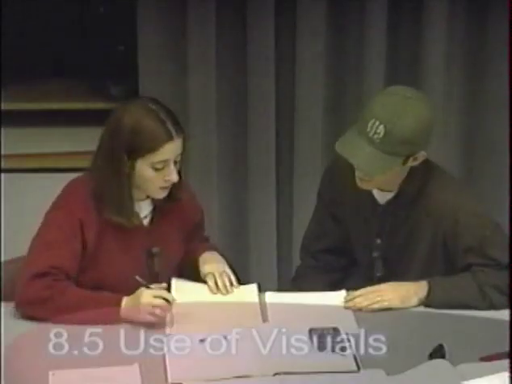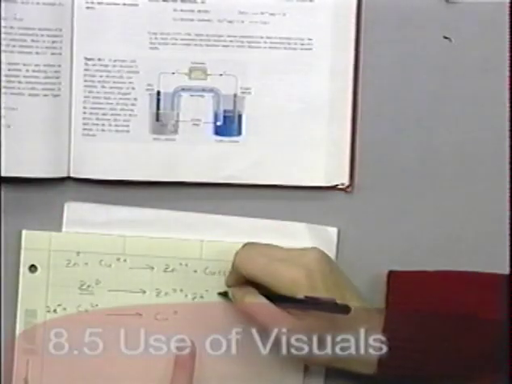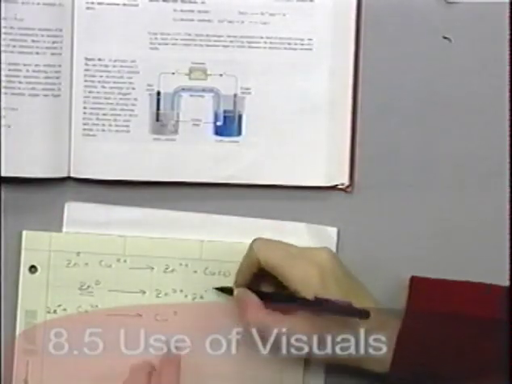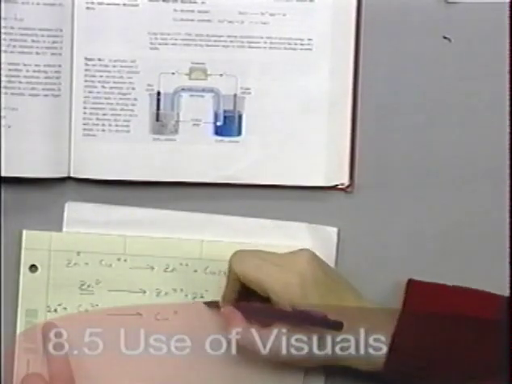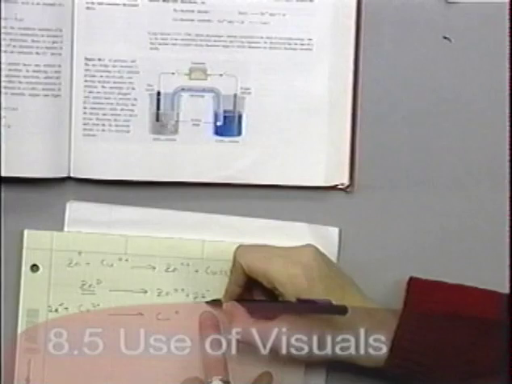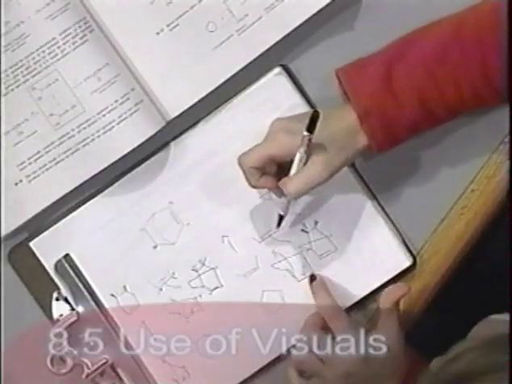And it's always important when you do, these are called half reactions. It's always important when you write the half reactions of an oxidation reaction that the electrons cancel out. The electrons gained equal the electrons lost.